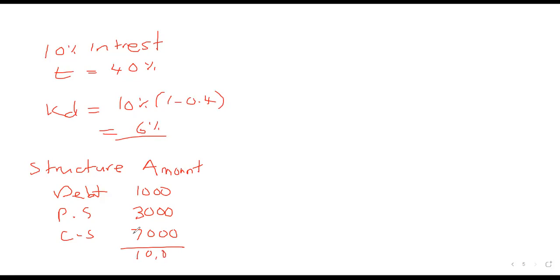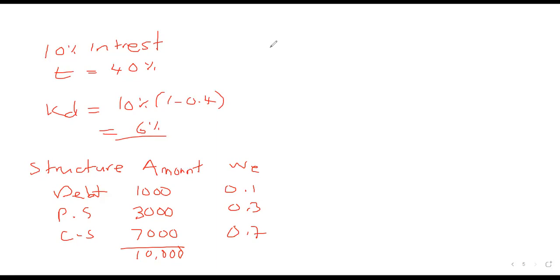What is the weight of debt? 1,000 over 10,000, we get 0.1. 3,000 over 10,000, we get 0.3. 7,000 over 10,000, we get 0.7. So this is the weight.